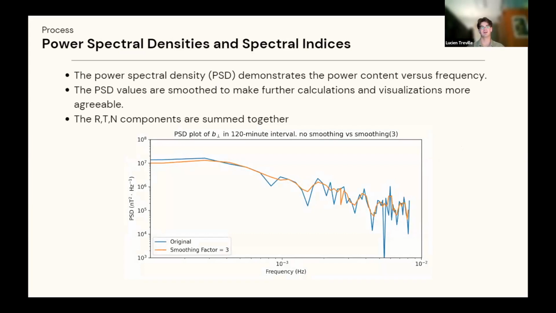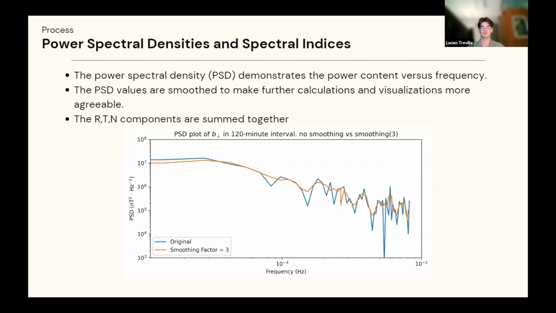Okay, next. The next stage of this project was to calculate the power spectral densities and the spectral indices. Power spectral density is a method of demonstrating the power content against the frequency of something. I took all of my data that was in the time domain, being read every 1 minute, and I brought it to the frequency domain using a Fourier transform. Then I did some more math to make it PSD. We smooth these values down to make the calculations and visualizations more agreeable.